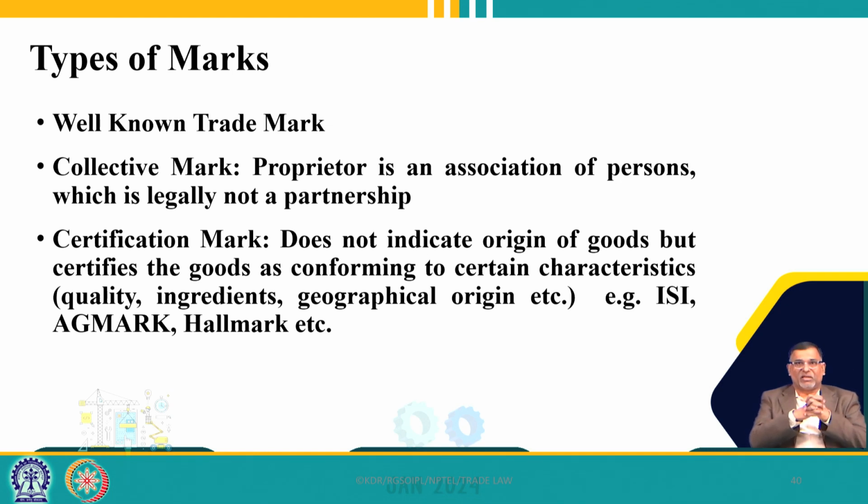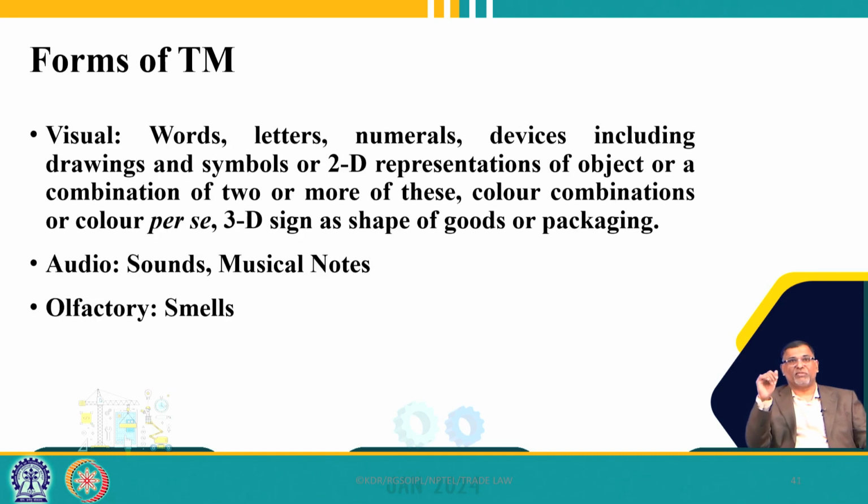For example, the ISI mark. Earlier it was the ISI mark in India, now it is the BIS mark, Bureau of Indian Standards. There is also the UG mark for agriculture products and the hallmark for gold. So, you can see different certification marks. They may relate to quality, ingredients, and even geographical origin. Specifically, I said that now the protection is under the Geographical Indications Act.